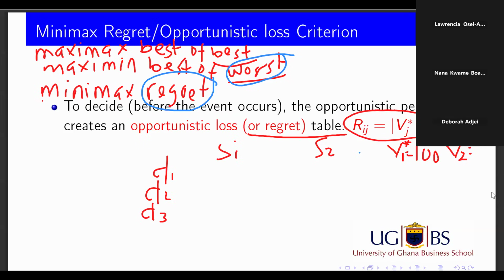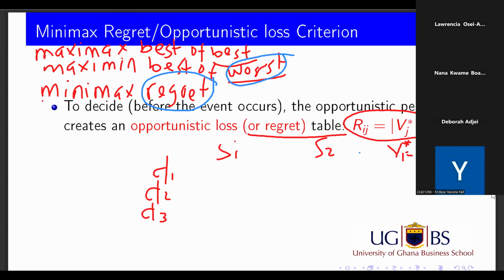Okay. And you said it's not the VIJ now, right? You're not finding VIJ. I'm only finding VJ star. That's what I'm asking about. I'm not finding anything else for now. It's only the VJ star I wanted you to find. I'll come to the VIJ.